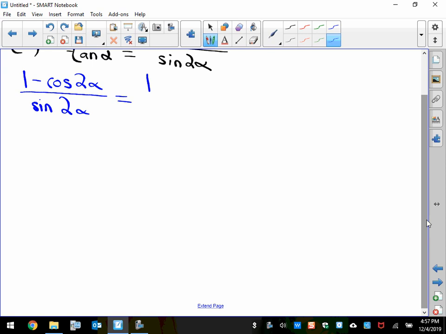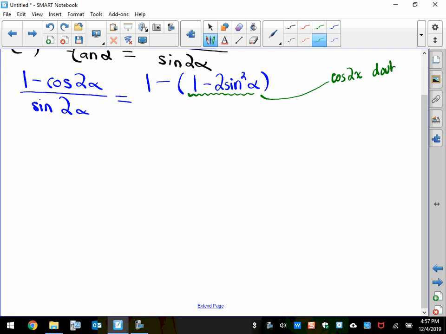So let's do that. I'm going to replace this with 1 minus 2 sine squared alpha. Let's draw attention to it. I'm going to put it underneath a squiggle line and say cosine 2x double angle identity. Okay, so that was a weird substitution if you didn't follow there. Notice that I put parentheses around it too, because we're not just subtracting 1, we're subtracting the entire cosine 2 alpha, which is this identity here underneath the squiggle.